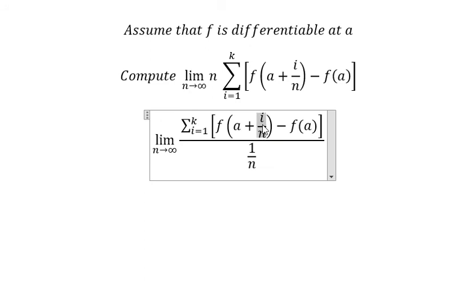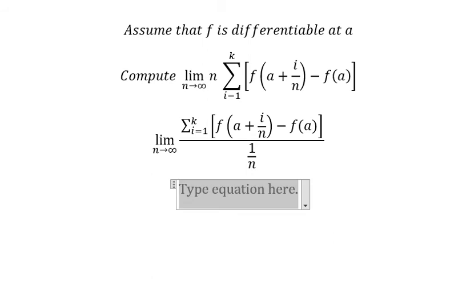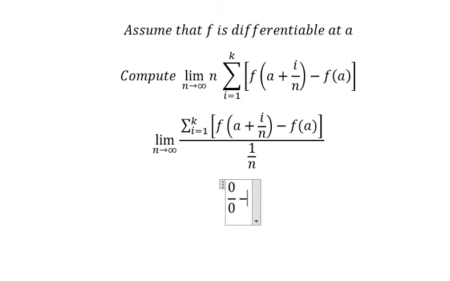So you got about 0 in here, 0 in here. f of a minus f of a, you got about 0. So we have 0 over 0. So we can use L'Hospital.